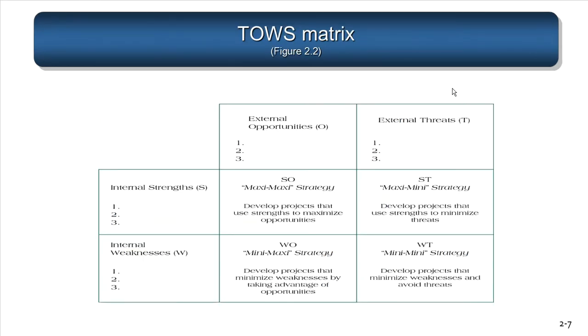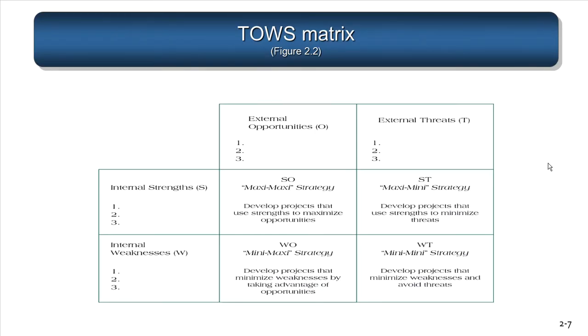Okay, when I see this in the text, it's called the TOWS matrix. I often think of this as SWOT: strengths, weaknesses, opportunities, and threats. So I think of it in backward terms, but I could see why it's put the way it's put in our text.